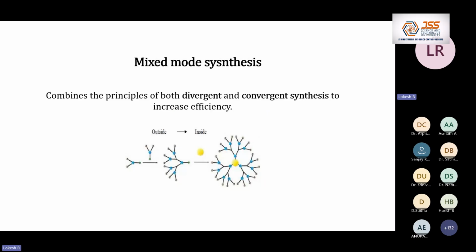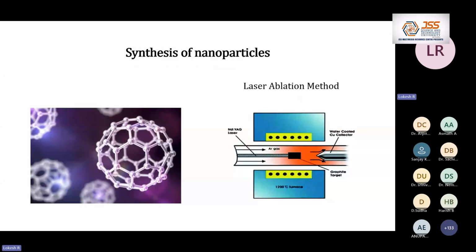Next is the synthesis of nanoparticles using the laser ablation method. This laser ablation method is a technique used for synthesizing nanomaterials. In this method, a high powered laser is directed at a solid target. This causes the surface to vaporize into plasma, and this vapor condenses to form nanoparticles.